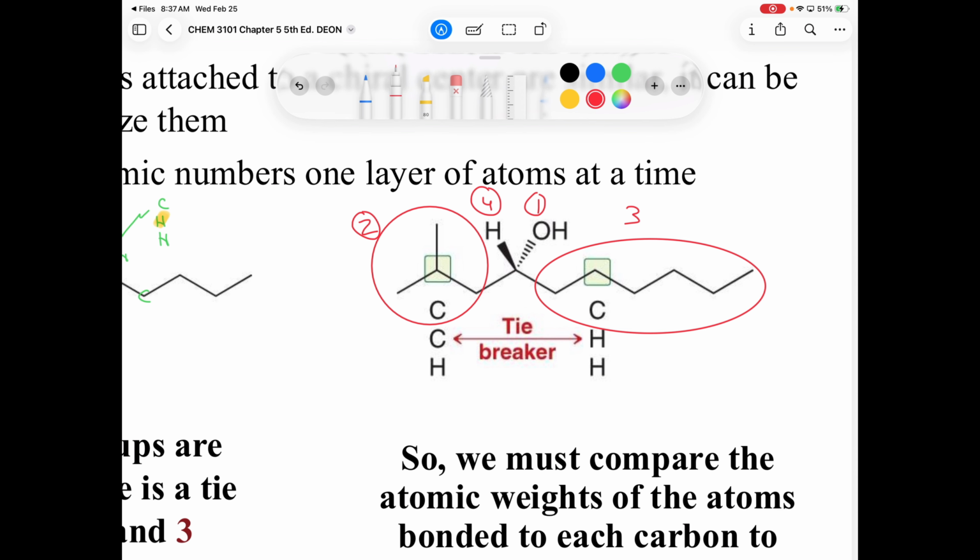Is it R? Everybody else get R? Yes? Okay, how did you do that? You don't have to yell it out. I know how you did it. You went from 1 to 2 to 3, which is going counterclockwise, which would be S, but it's not S, is it? Because the lowest priority group is what? Coming out towards you. So you switch it.